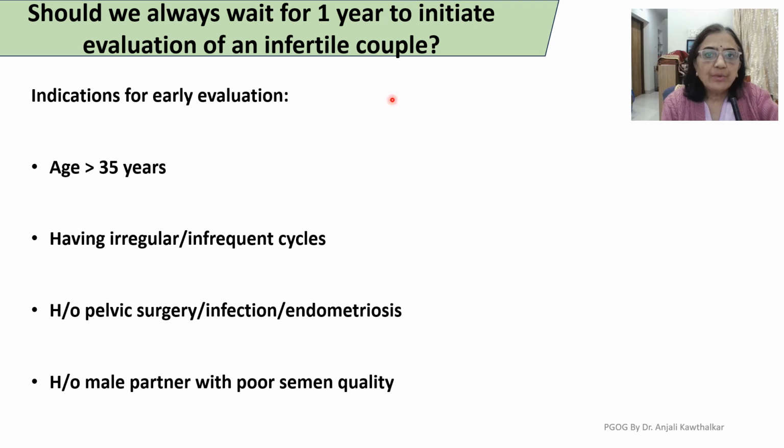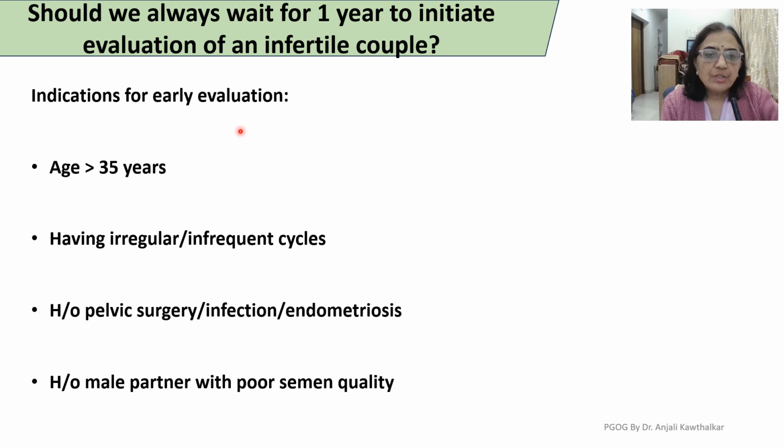Now, should we always wait for 1 year to initiate evaluation of an infertile couple? If you get a case of infertility as a long case in a practical examination, or sometimes sitting in the OPD, women approach us as gynecologists asking when they should go for evaluation or investigations to find the cause of infertility. Is it always necessary, by definition, to wait for 1 year?